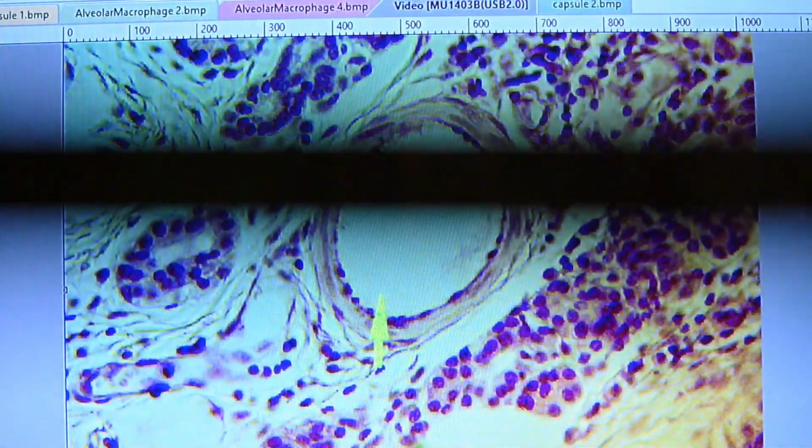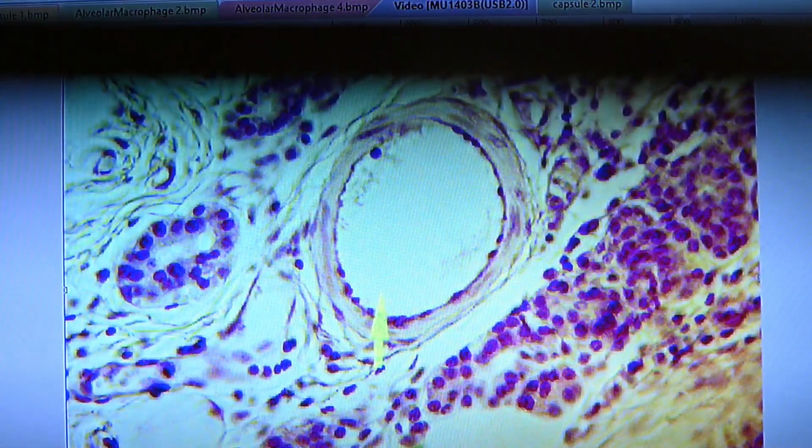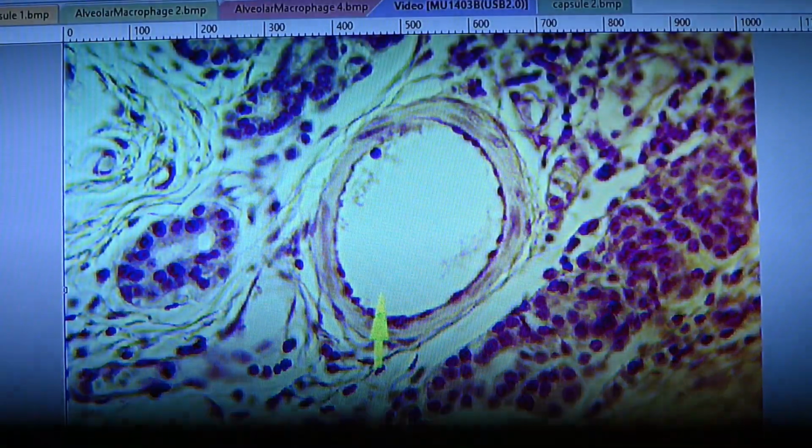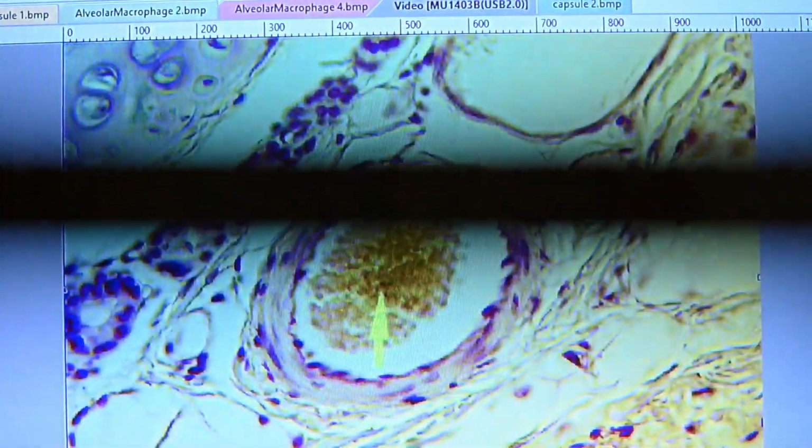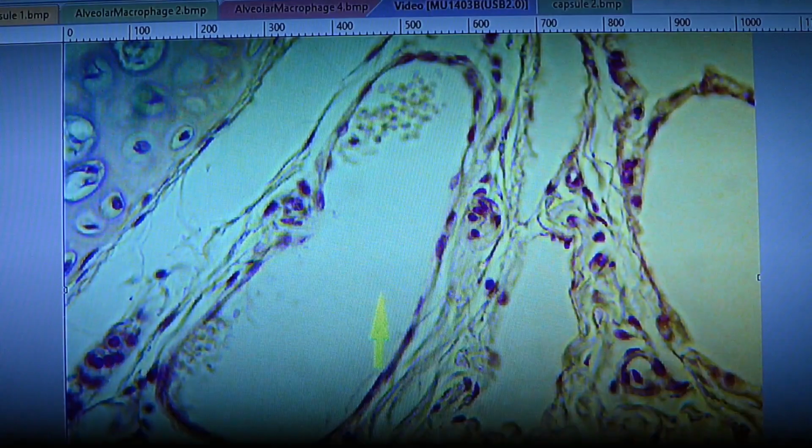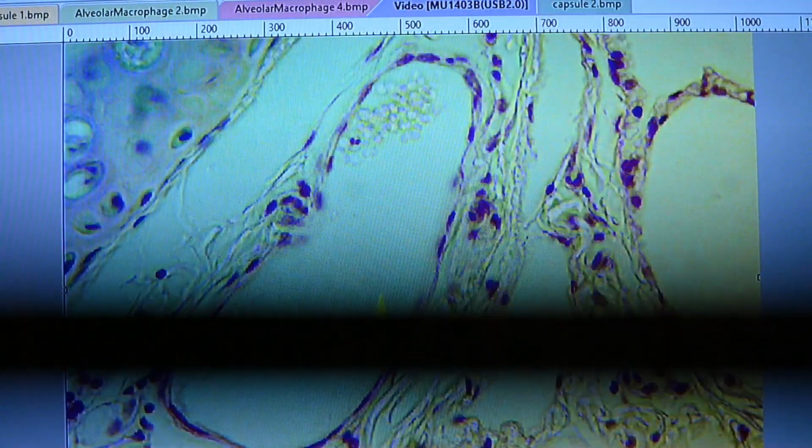Here's an artery, a very relaxed artery. It's not puckered up, not wrinkly on the inside. Here's another. Here's a vein with a little bit of blood in it there.